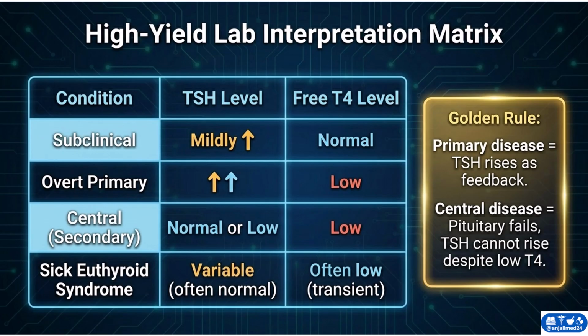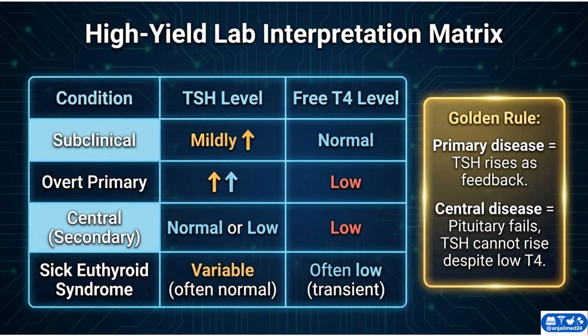In central or secondary hypothyroidism, the problem lies in the pituitary gland. As a result, TSH is inappropriately normal or low, even though free T4 is low. That's why TSH alone cannot diagnose central disease. Finally, in sick euthyroid syndrome, thyroid hormone levels may appear abnormal during severe illness, but the thyroid gland itself is usually normal. Treatment should focus on the underlying illness rather than thyroid hormone replacement.